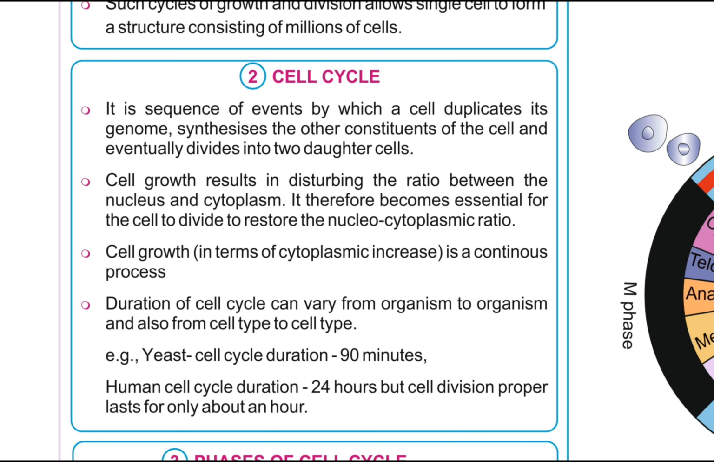Duration of a cell cycle can vary from organism to organism and also from cell type to cell type. Example, yeast cell cycle duration is 90 minutes. Human cell cycle duration is 24 hours, but cell division proper lasts for only about an hour.